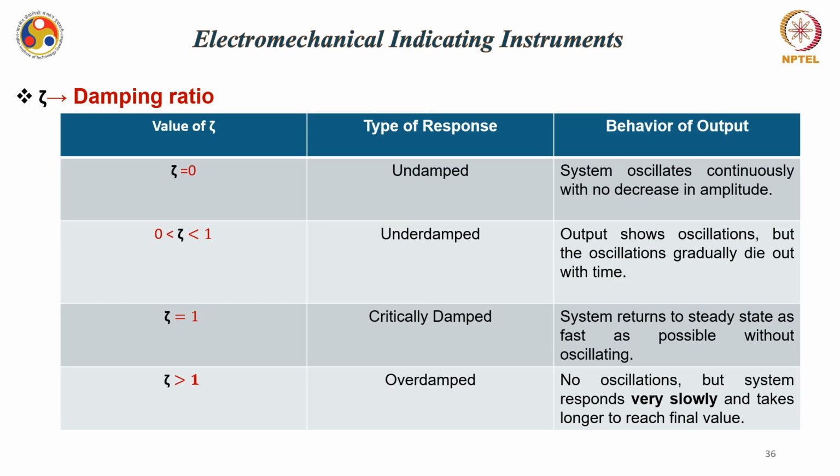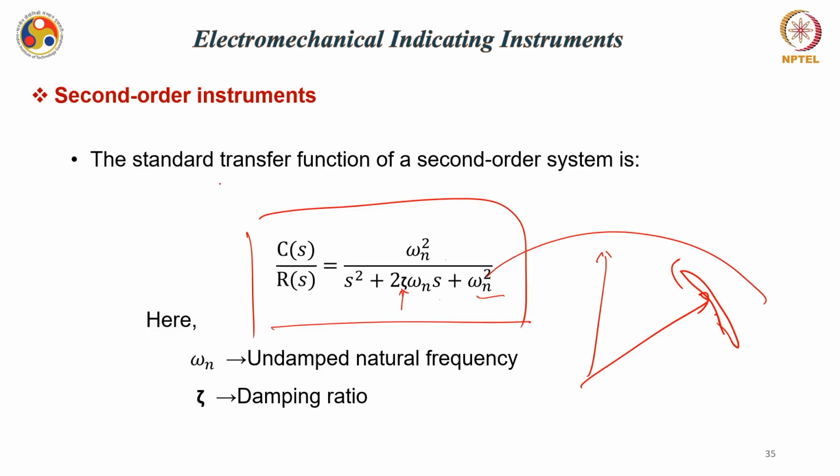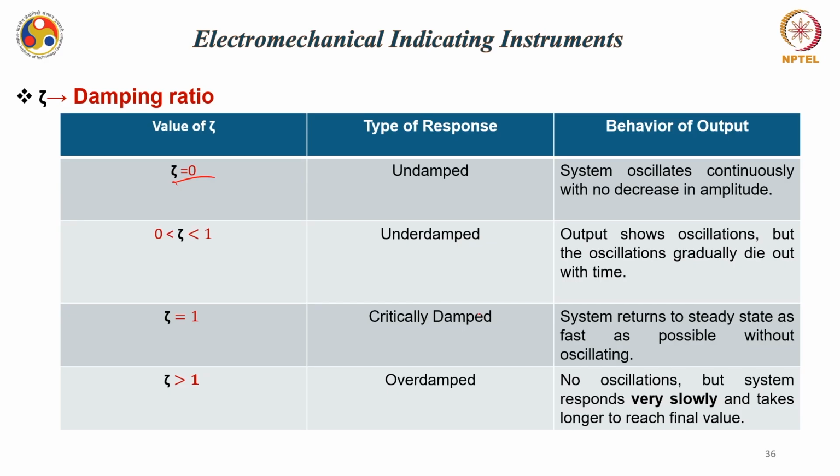When the value of zeta is 0, the transfer function becomes omega n square over s square plus omega n square, and this type of response is undamped. The system oscillates continuously in this condition with no decrease in the amplitude. Now when the zeta value increases a bit, however it is less than 1, the system is known to be in the condition of underdamped.